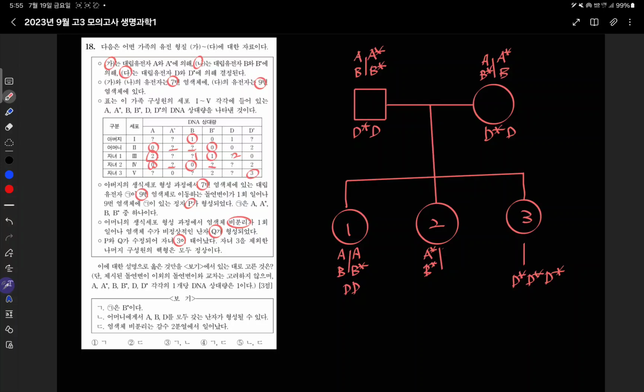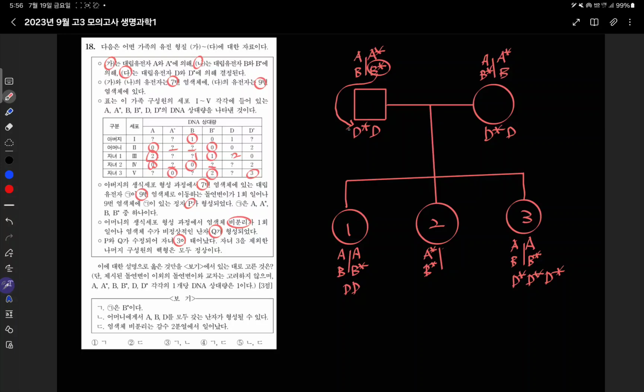And from the cell of child number 3, it doesn't have A asterisk allele. That means it's homozygous in gene A. That means it has a chromosome with A and B allele linked from father, and a chromosome with A and B asterisk allele linked from mother. But the problem is the number of B asterisk allele in child number 3 is 2. So that means she needs to have an additional B asterisk allele. And the allele comes from the dislocation of a father's cell.